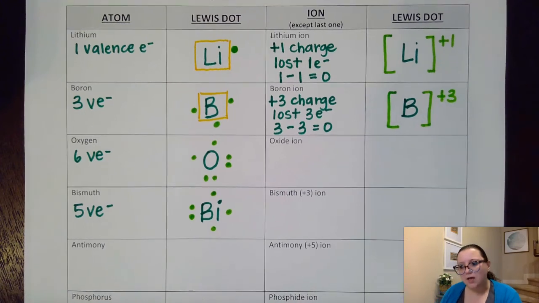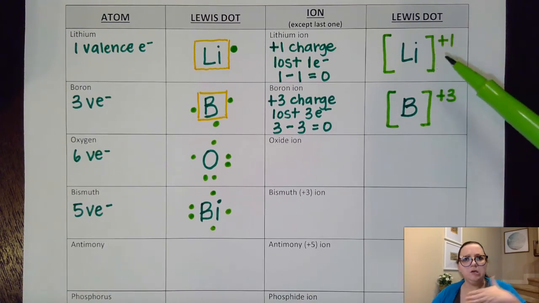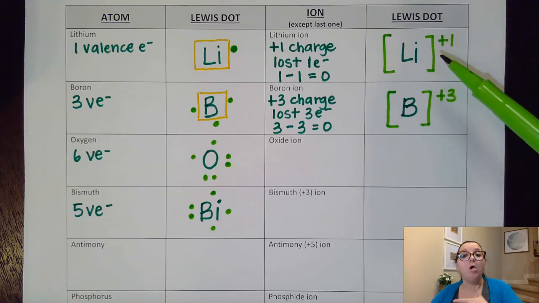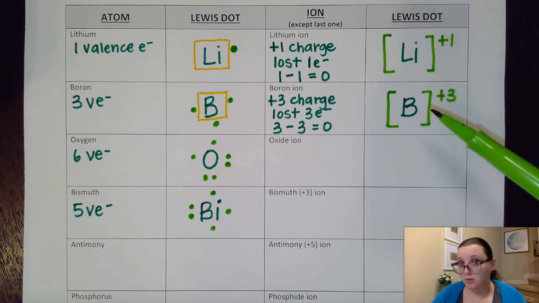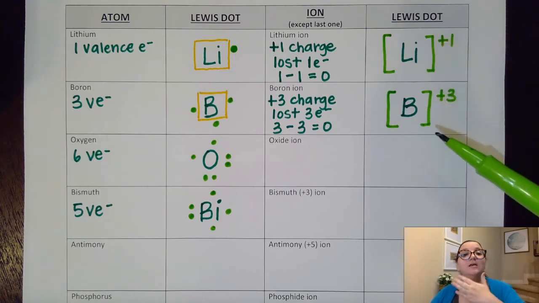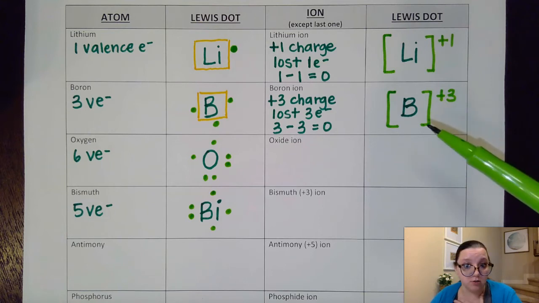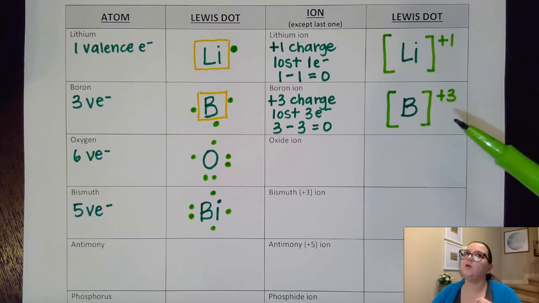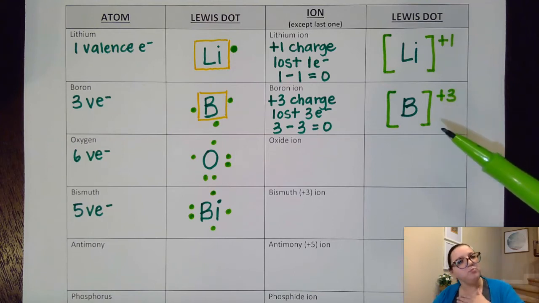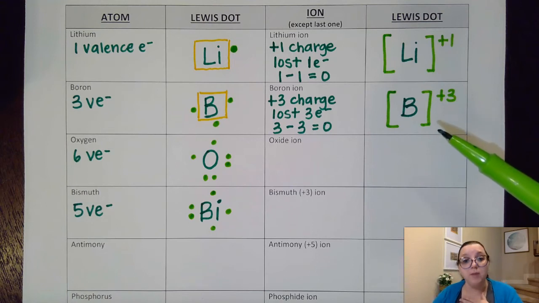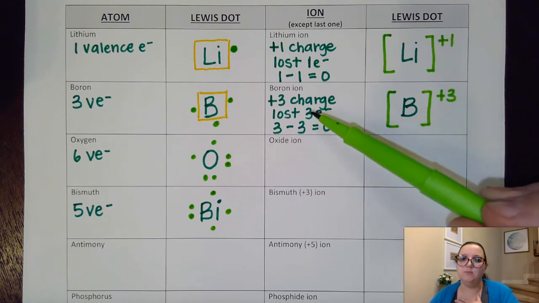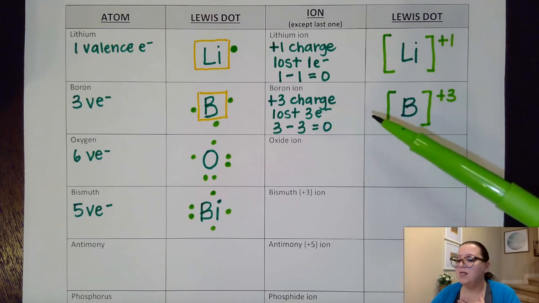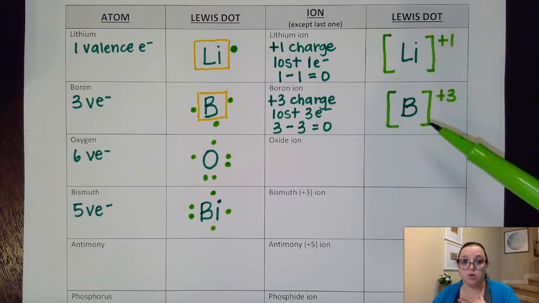So notice that a lot of times with metals, losing those electrons will often end up with no dots, especially if I'm predicting the charge of it. Now, if I'm being told the charge, that can create a different situation. So we'll see one of those here in a little bit. But if I'm predicting the charge of a metal, or something I know is going to become a cation like boron, then I'm going to end up with no dots.